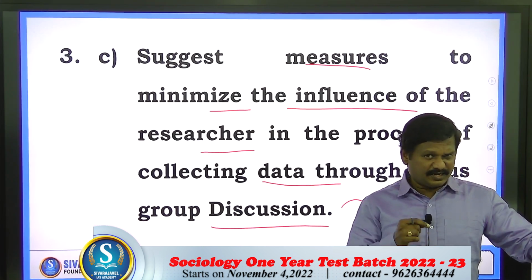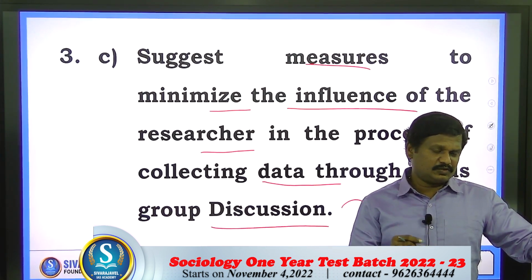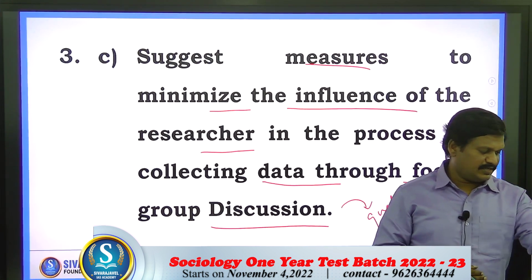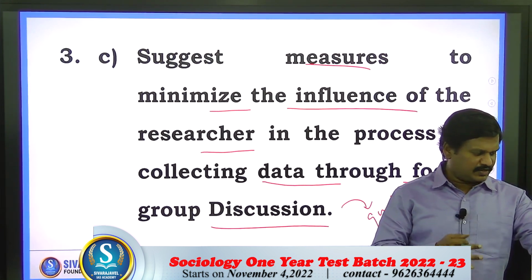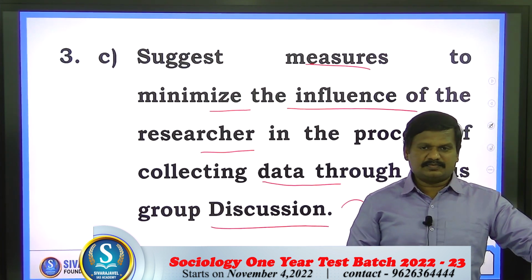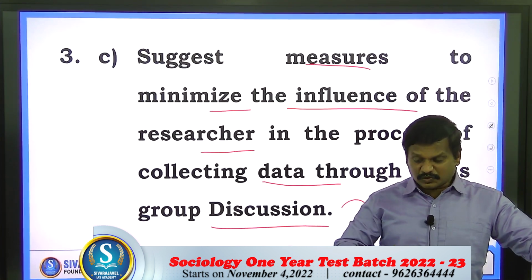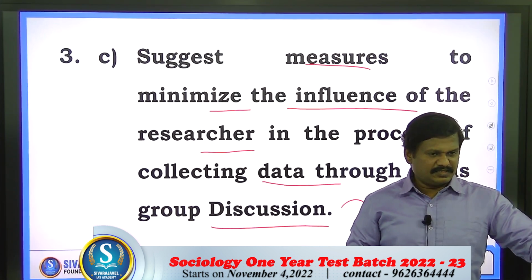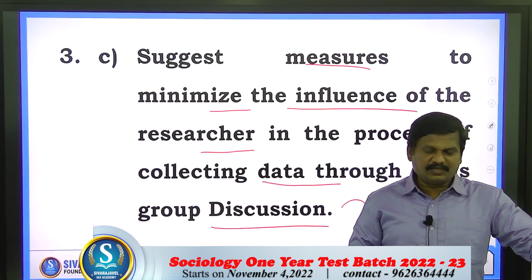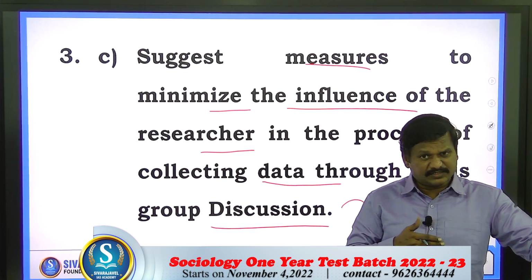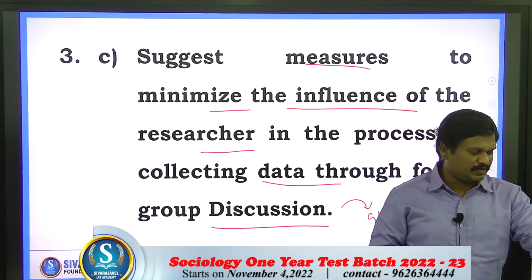The researcher should clearly intimate why he chose the topic of research. So, Weber says value frankness. You should clearly tell the rationale for choosing a particular group as the focused group for discussion. Why did you choose this group? You have to clearly tell them the rationale. Then the skill set of the researcher will have to be high.